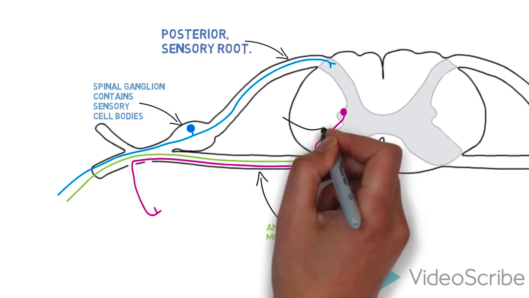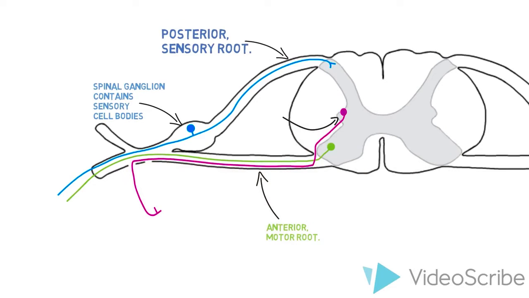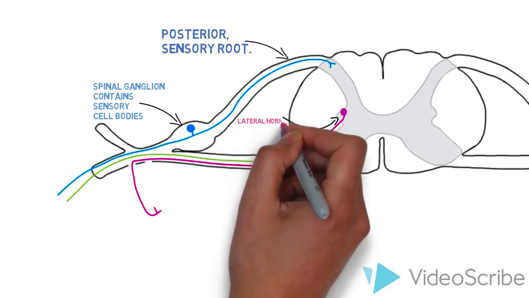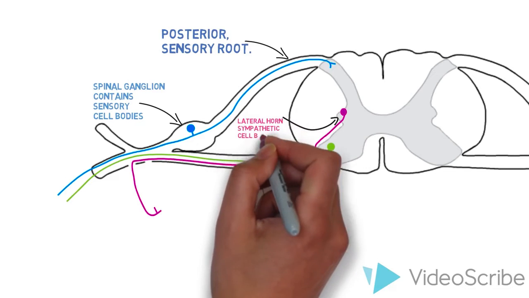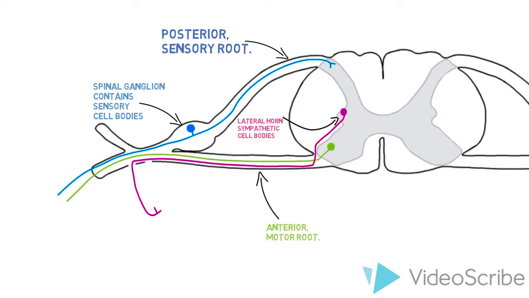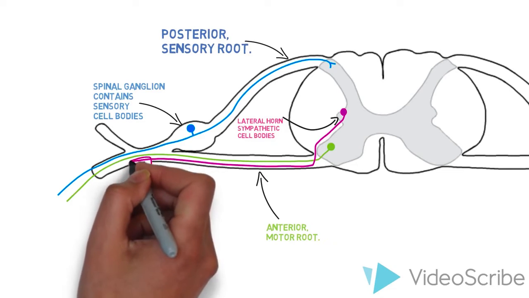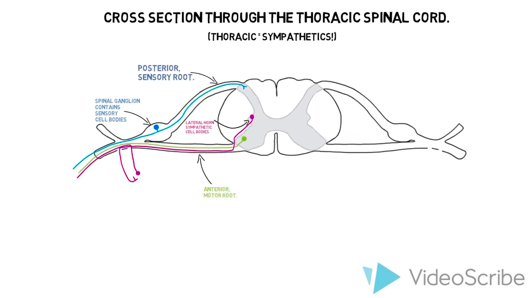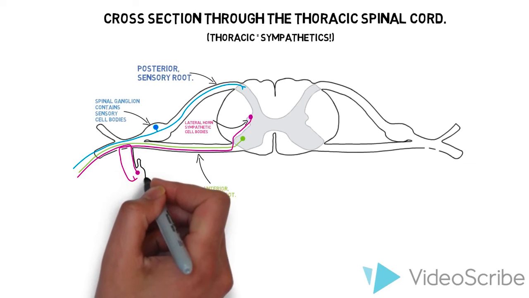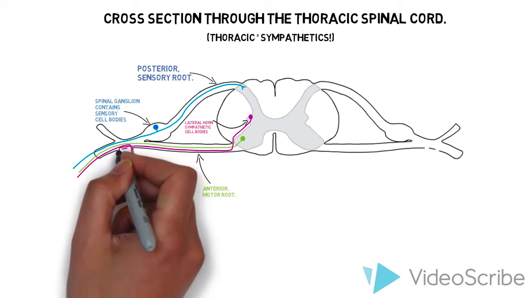The cell bodies of these neurons are located within the spinal cord in the lateral horn. Because they're motor neurons, their fibers leave the cord in the anterior root. Unlike somatic motor neurons, visceral motor neurons synapse with a second motor neuron. These second neurons are located in a motor ganglion outside the central nervous system.